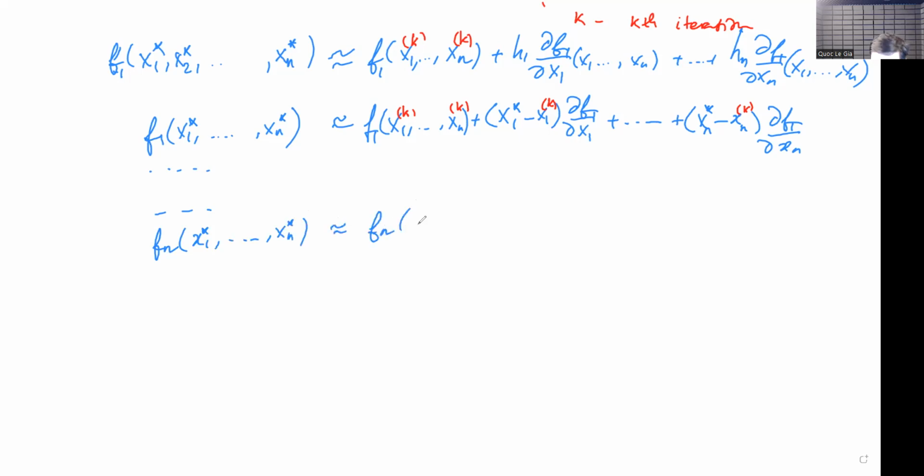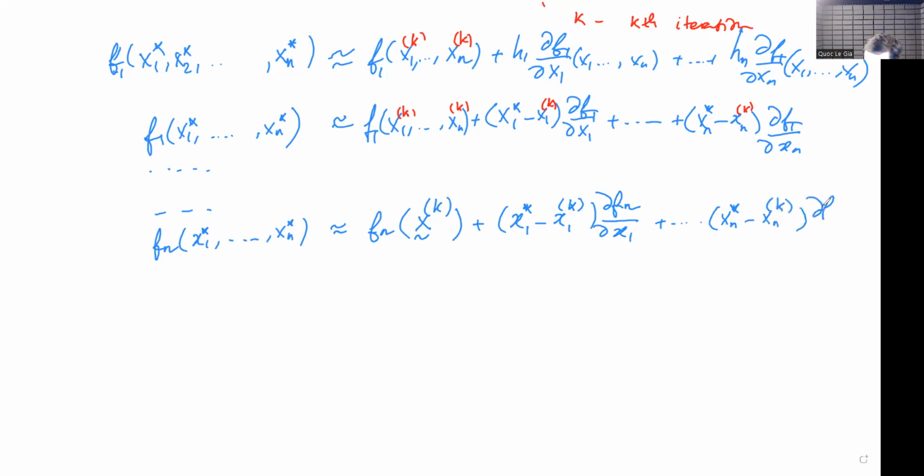Approximately equal f_n of... so now this one I write as a vector. So I don't want to write all the components of the vector, then this is as x^k. And this one is still x1 star minus x1 to the k. I don't want to use red pen anymore because it's a bit tedious. But this one is partial f_n with respect to x1. And the last term will be xn star minus xn to the k, partial f_n with respect to xn. Now I want to write it down as a matrix.